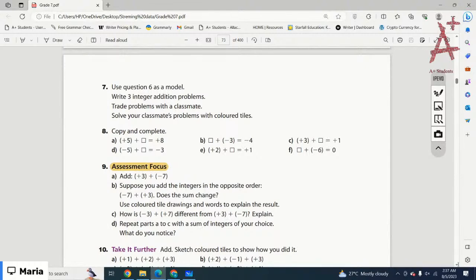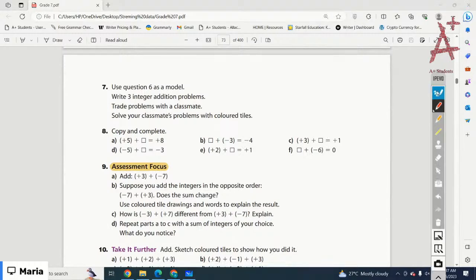Copy and complete. Positive 5 and positive 8. They are adding. Here you have addition and here you have addition, right? That means the second integer must be positive because you have positive 8 on the other side. So it would be positive 5 and positive 3 makes positive 8, right?